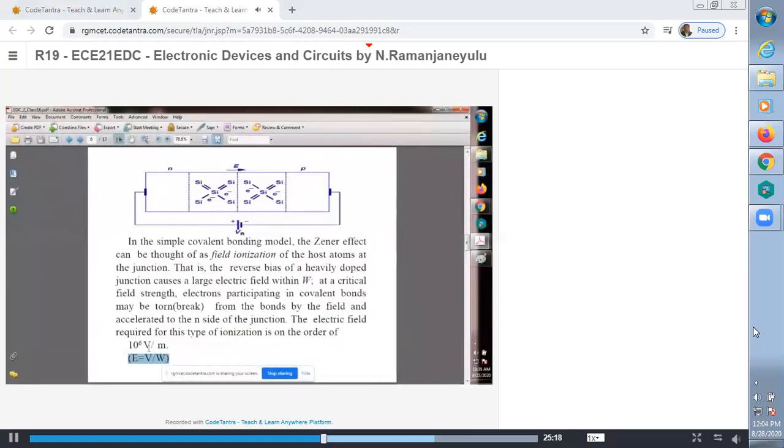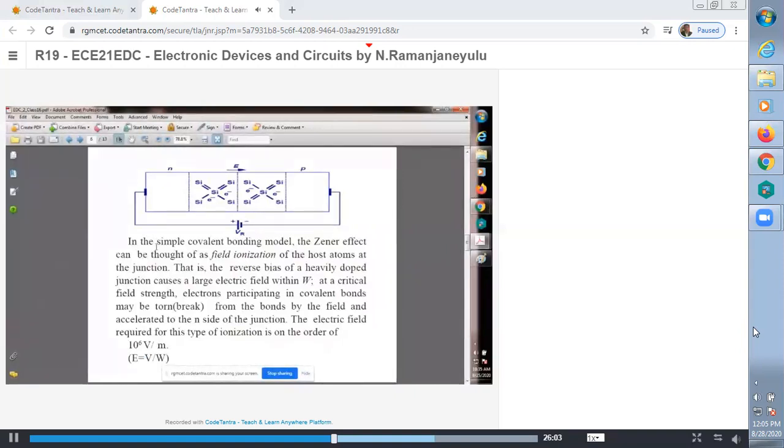Remember this one, right? We are considering a reverse voltage of only 1 volt, and W is equal to 1 micrometer, which is the width of the depletion region. Now the electric field is equal to 10 to the power of 6 volts per meter, that is, 1 megavolt per meter. A very large electric field is created within a small area.